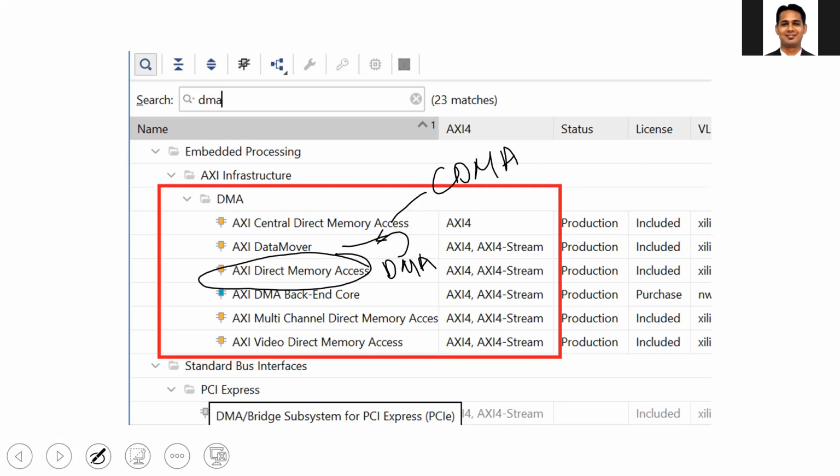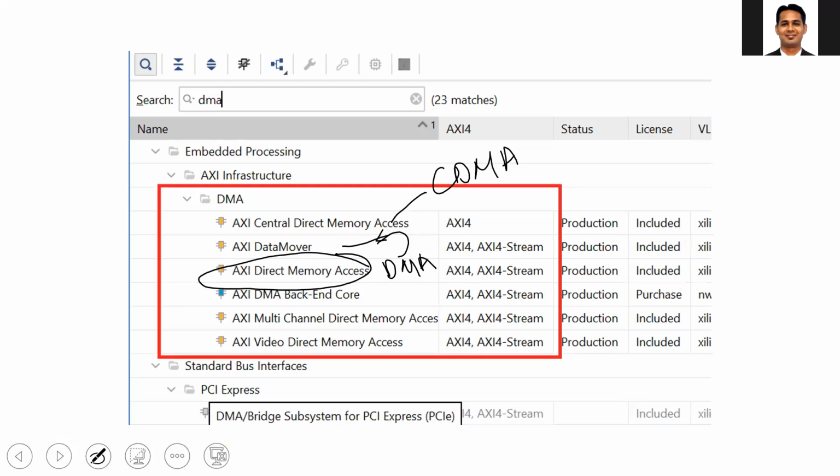The CDMA can be used whenever you want to transfer data from one memory to another memory. CDMA performs the transfer between the memory-mapped source address and the memory-mapped destination address. So if you have an IP which has a stream interface, you can't use the CDMA. If you have an IP with a memory-mapped interface, then you can use the CDMA. While the DMA, as we have seen when we discussed the AXI stream protocol, helps you transfer from the stream interface to the memory-mapped interface and from memory-mapped to stream. So if you want to write stream data into a particular location in the memory, you need the stream to memory-mapped conversion, and that can be done using this DMA.